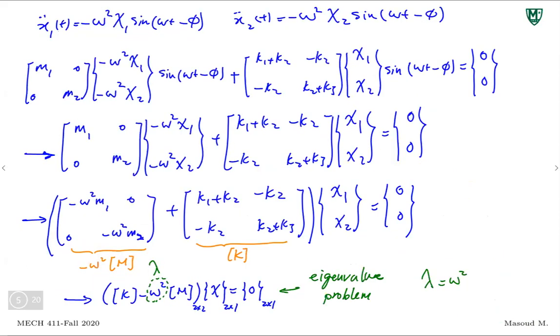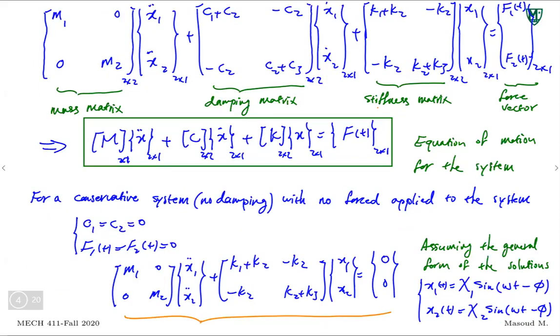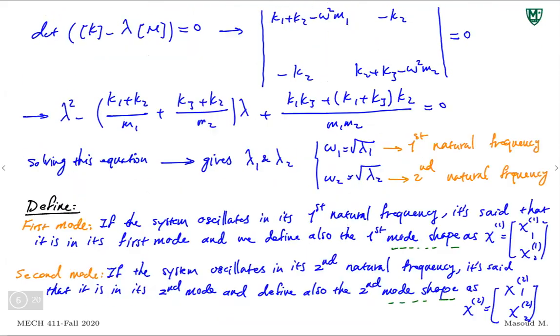We said the solution we proposed was x1 sine omega t minus phi and x2 sine omega t minus phi. Now, if that omega is omega 1, then x1 and x2 represent where each mass is at any given moment if the system is oscillating in omega 1. So if the system oscillates in its first natural frequency, the ratio between amplitudes is represented by this. x1 is a vector. x11 and x12 are two constants.